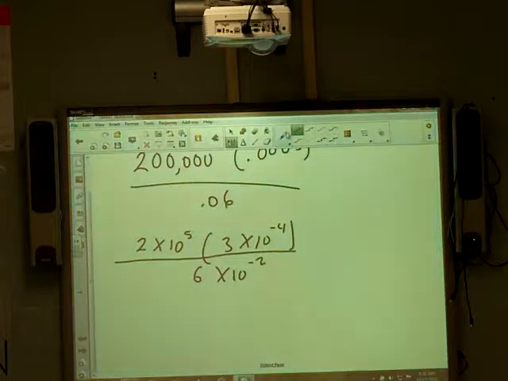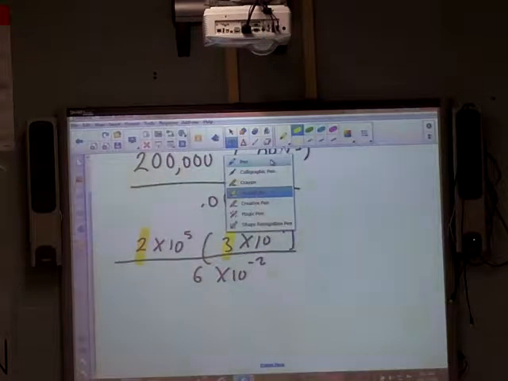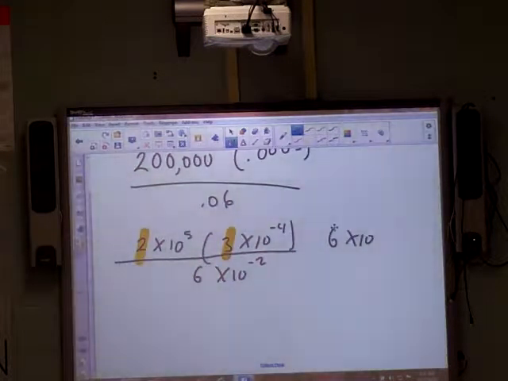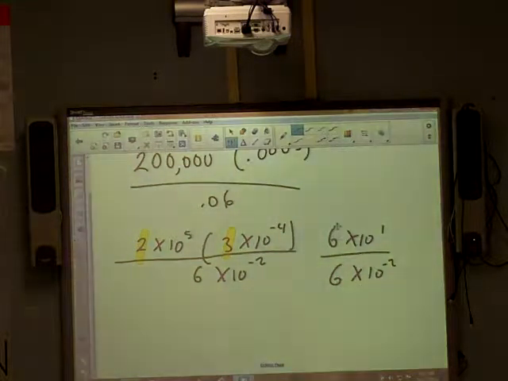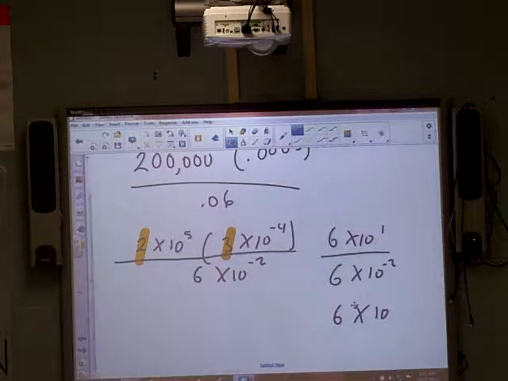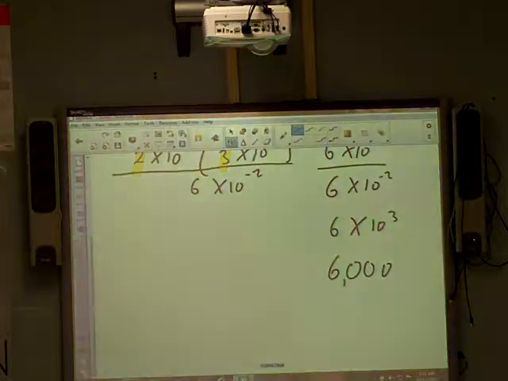I look at my coefficients up there, not the scientific notation stuff, just my 2 times 3. Okay, that's going to get me a 6 times 10, and then I would add those exponents. So 6 times 10 to the 1st, right? And I'm still divided by 6 times 10 to the negative 2. Okay, so this is the same base. So my answer is going to be that base. What do you do with those exponents? Subtract. 1 minus negative 2 is 3. 6 times 10 to the 3rd, 6,000, right? I would probably never do that, but it's an option for you.